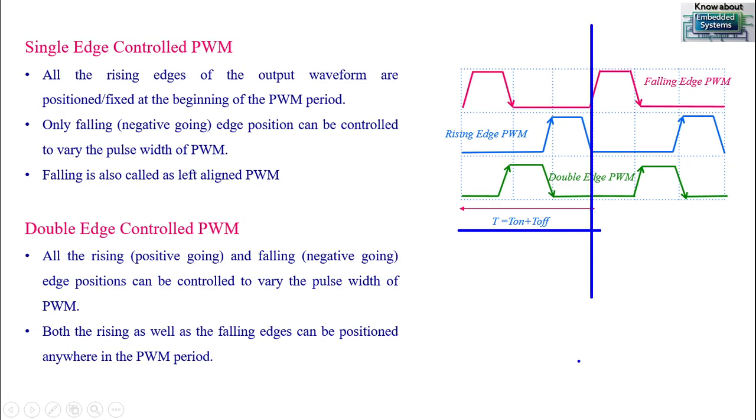Pulse width modulation. And if you compare the same thing with double edge PWM, the pulse is positioned in the middle of your total time period. That means it can be controlled on both rising and falling edges. That type of PWM signal is called double edge PWM. So these are the two major types, single and double edge. One is rising and one is falling. These two are under single edge, and in double edge we will be controlling both rising and falling. Okay, I hope this is clear.